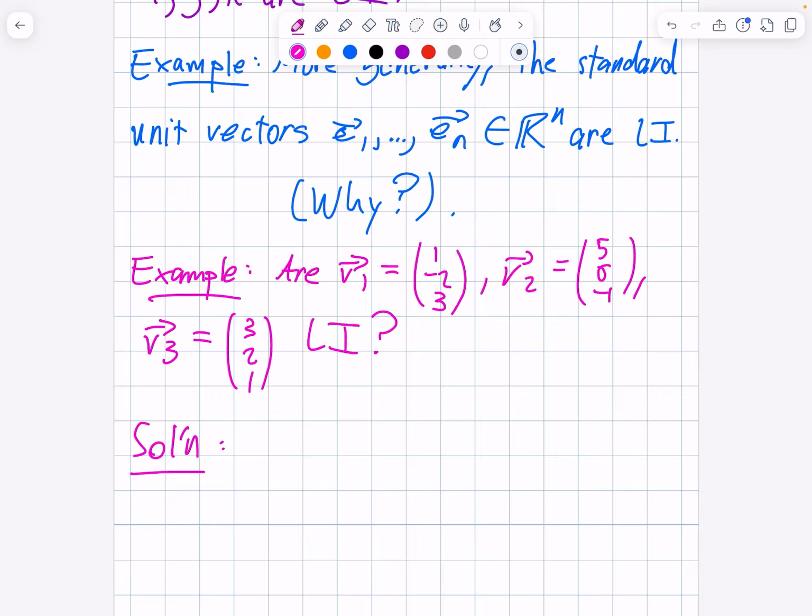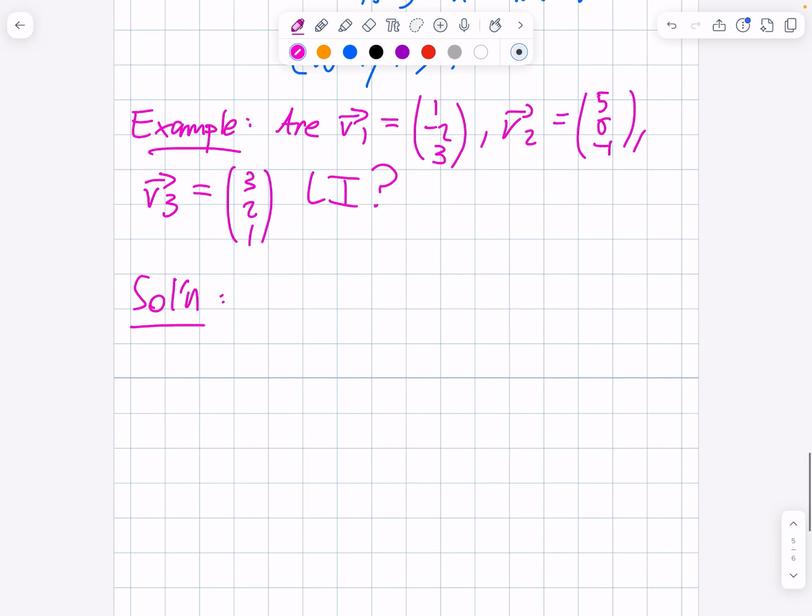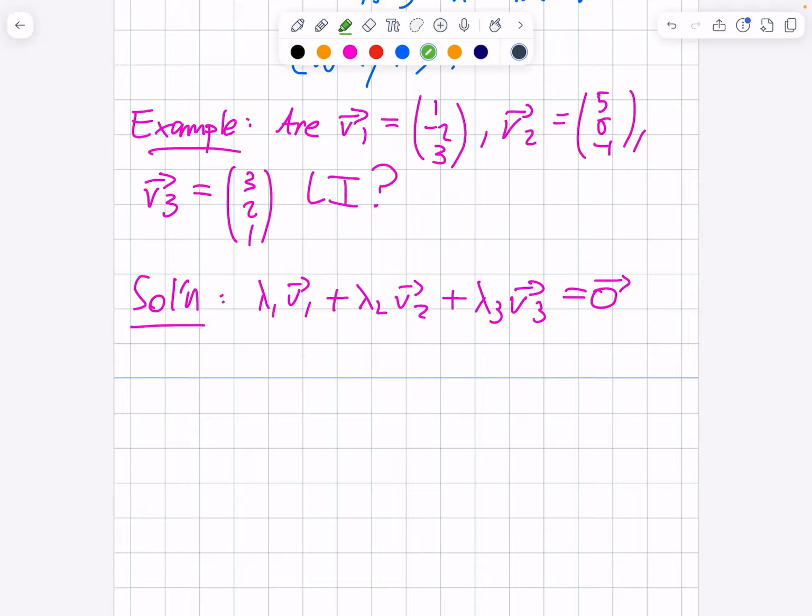So let's get into it. The equation we're interested in is lambda 1 v1 plus lambda 2 v2 plus lambda 3 v3 equals 0, the zero vector. This is the linear independence equation, and the unknowns of this linear system are lambda 1, lambda 2, and lambda 3. This is the standard procedure to solve.